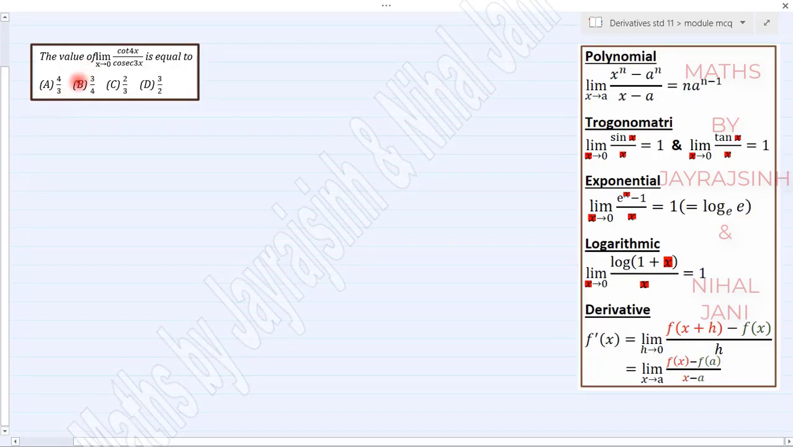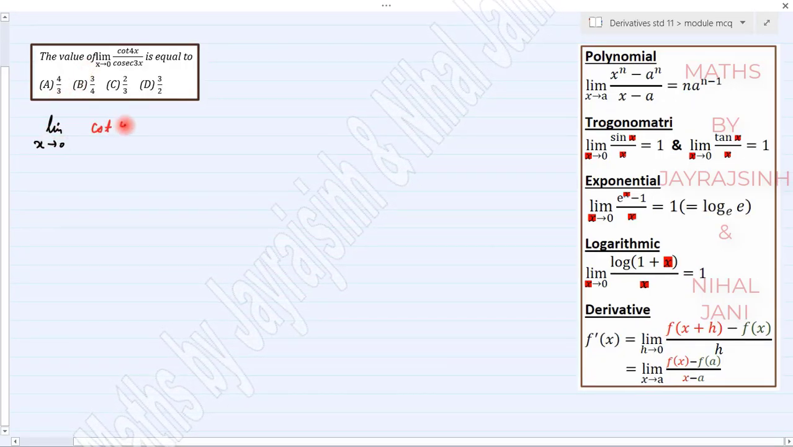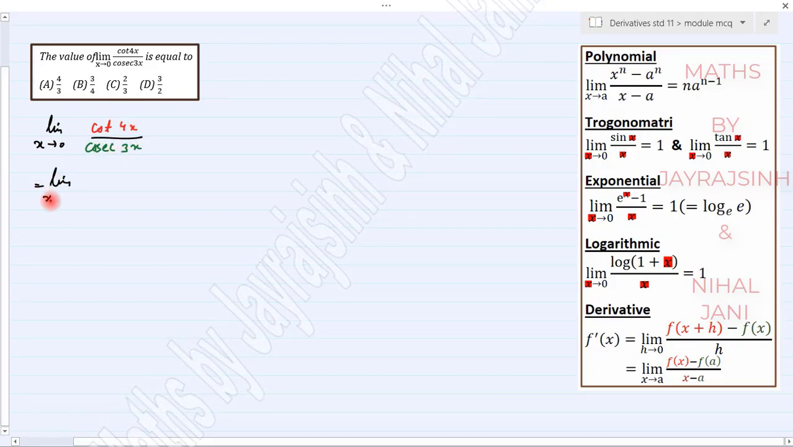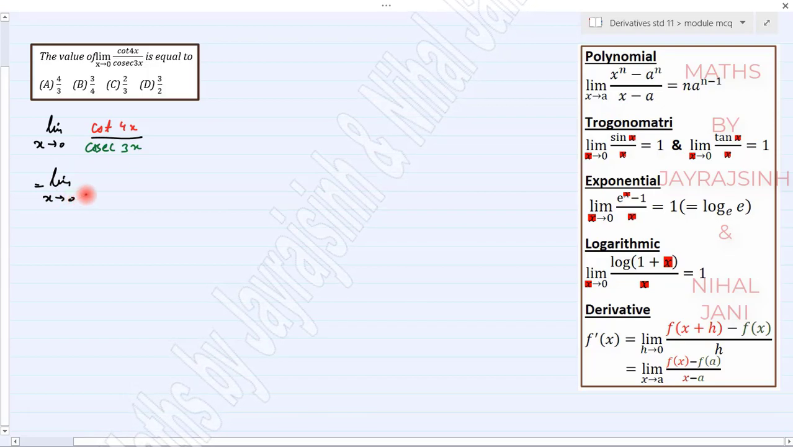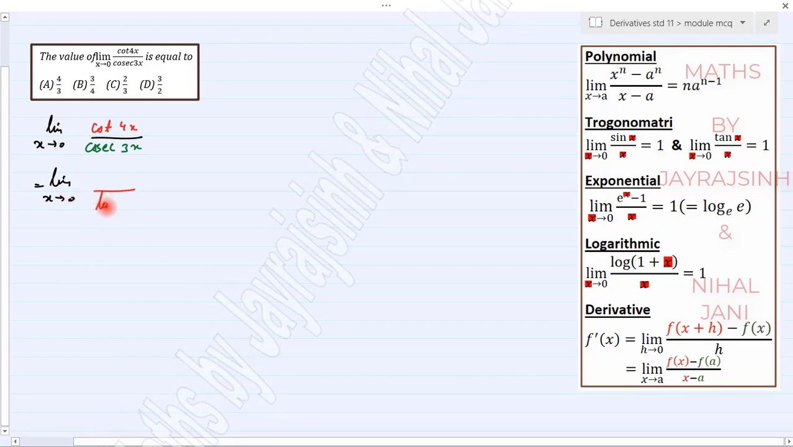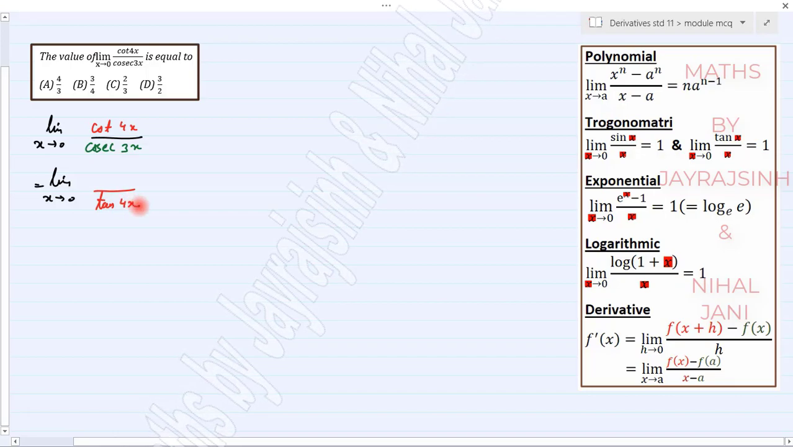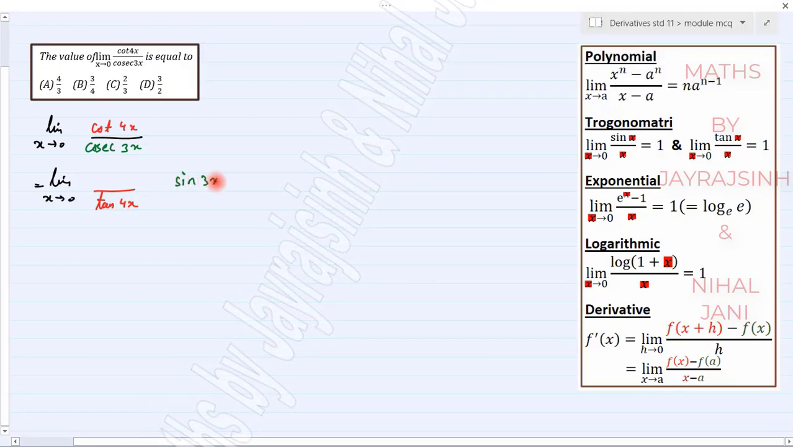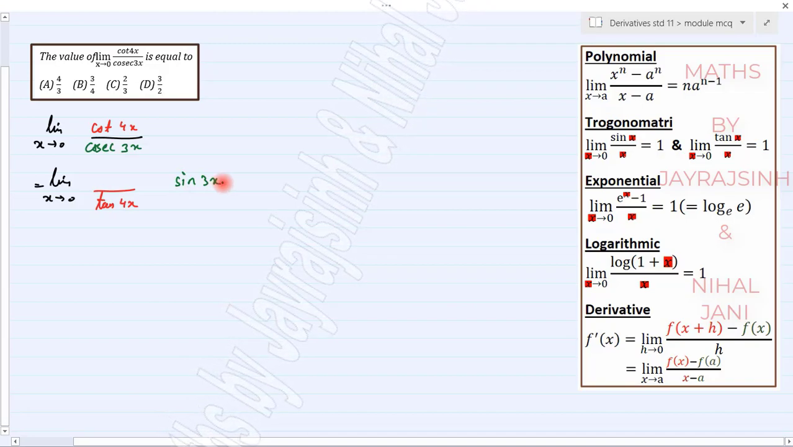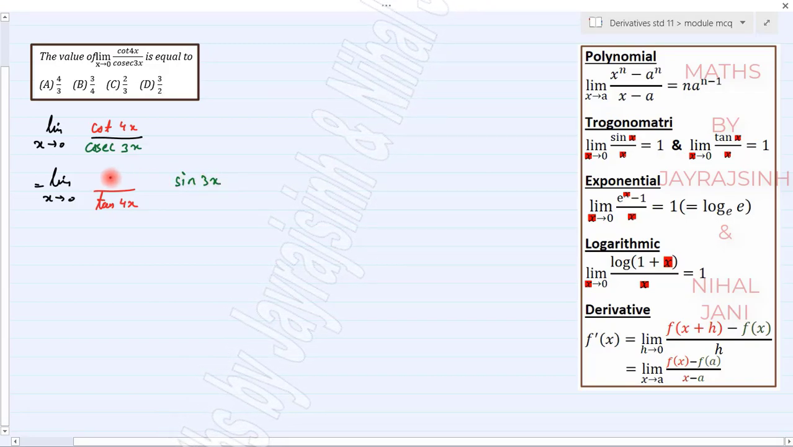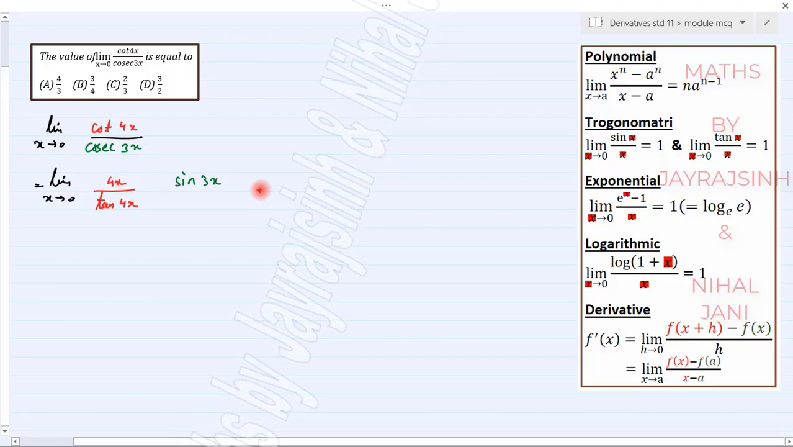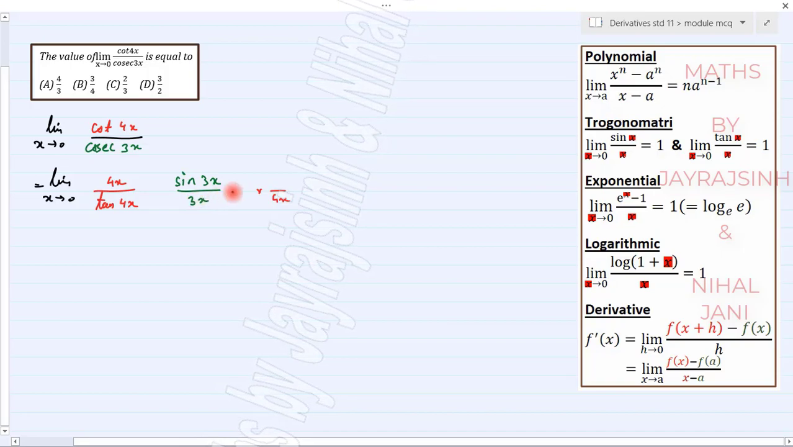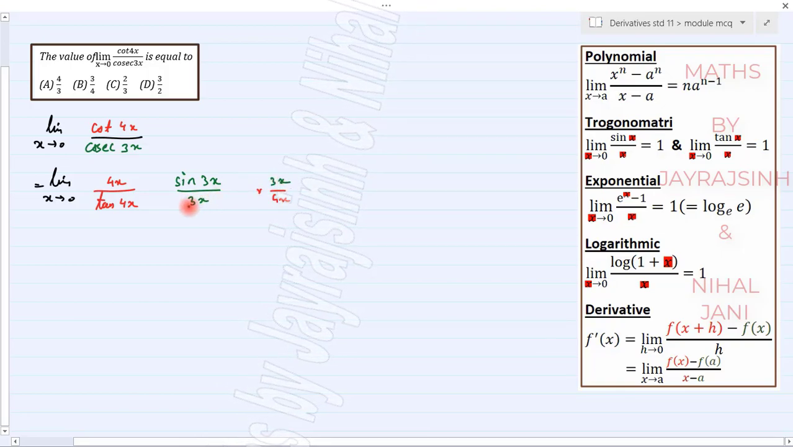In this question, we have limit x tends to 0 cot 4x upon cosec 3x. So first of all, let's try to simplify. Your cot is simply the reciprocal of tan and cosec x is simply the reciprocal of sine. So we have to apply the formula of trigonometry. So we are going to need 4x. So multiply and divide by 4x as well as 3x.